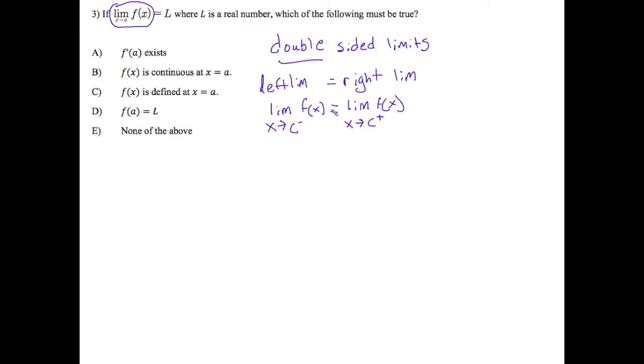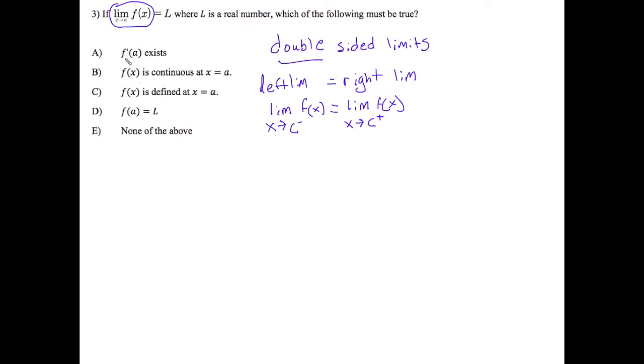So these two things must be true for a double-sided limit. And it says it does equal a number. If it equals a number, that means it exists. So these two must equal each other. So which of the following must be true? All right, we have f prime of a exists. So this means what? Translate this into English.